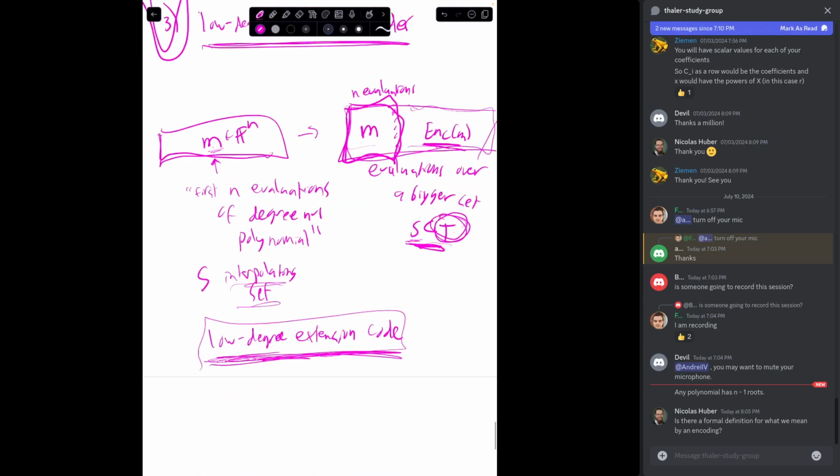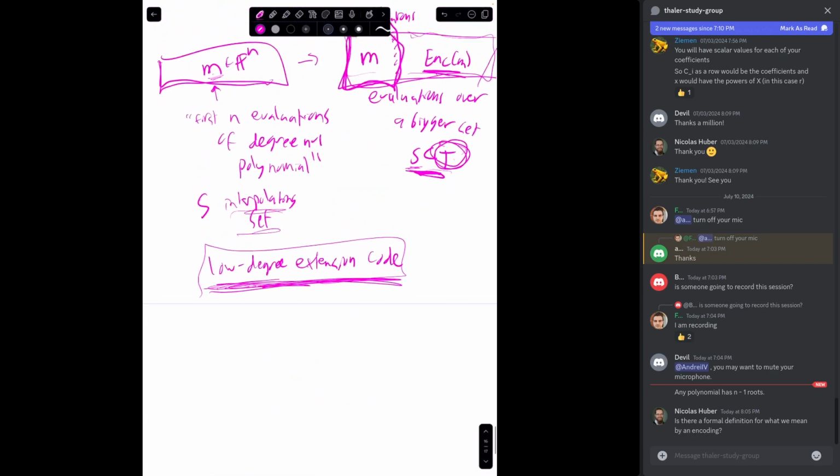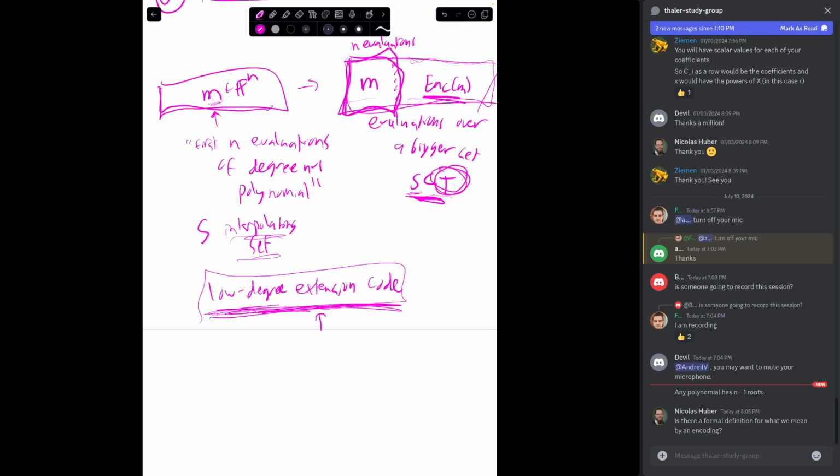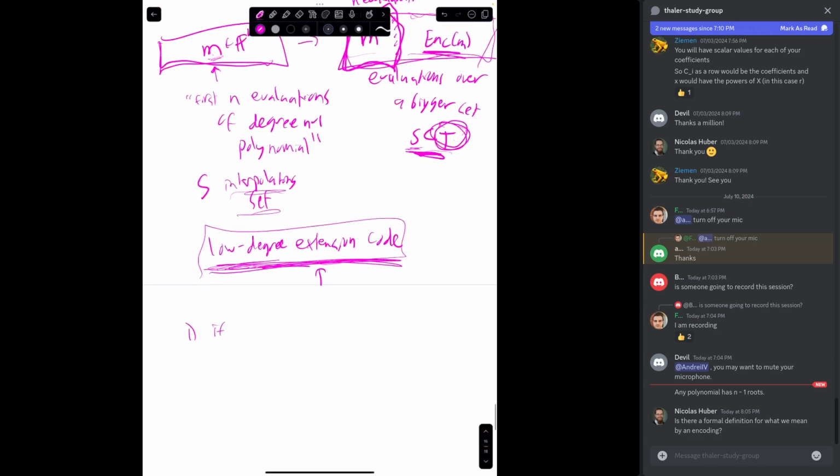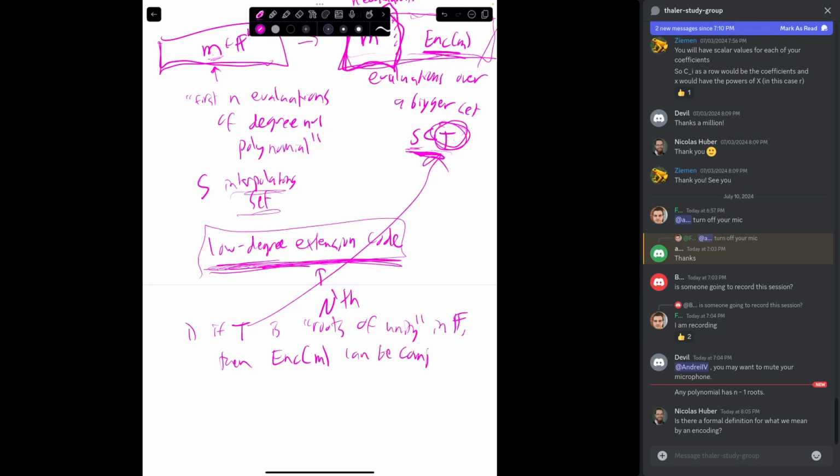Okay, and so the last thing I'll say is, with the low degree extension code, if T, the big set, is something like the capital Nth roots of unity in a field, then the encoding of M can actually be computed in order n log n time.